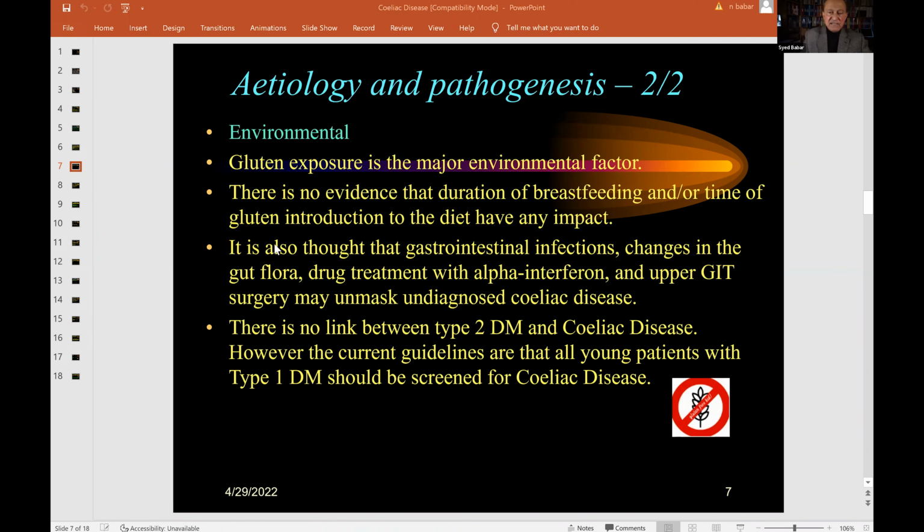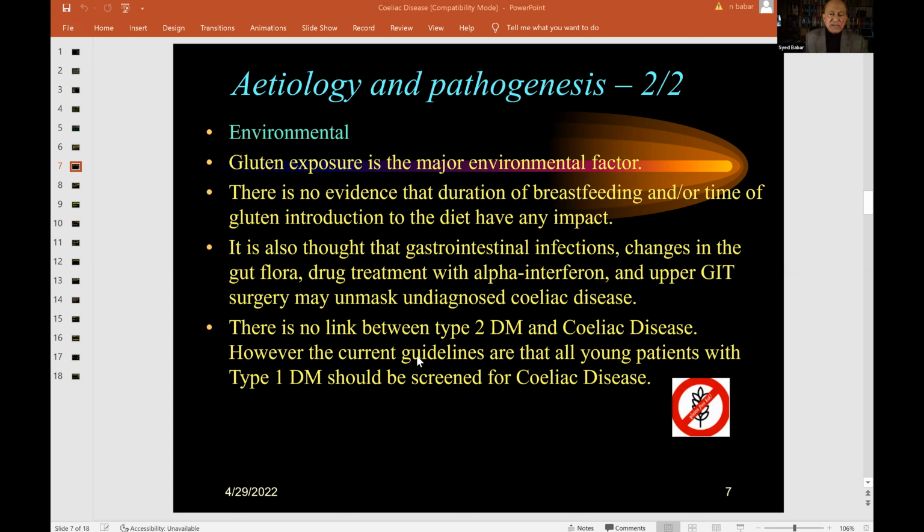There is a possibility that different GI tract infections, alteration of gut flora due to infection or antibiotics, drug treatment with alpha interferon, or upper GI tract surgery may bring out into the open masked celiac disease. But there are no convincing data available, but it is likely.